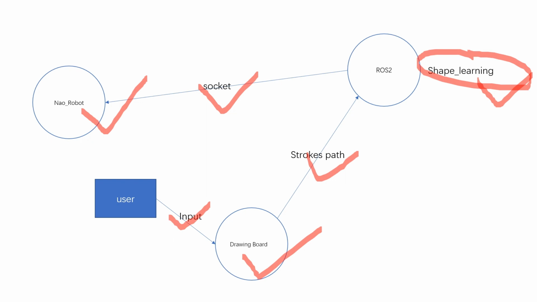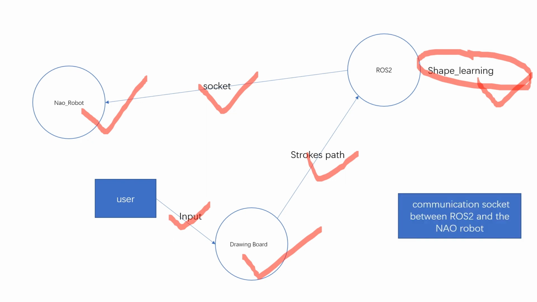In the next sprint, we will add the communication source between RS2 and the Nao robot to let the robot simulate the user's stroke path by moving the robot arm.